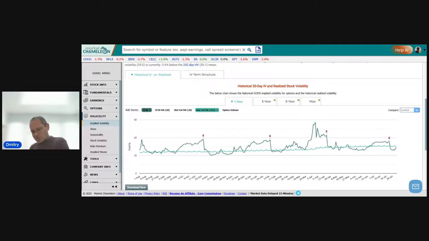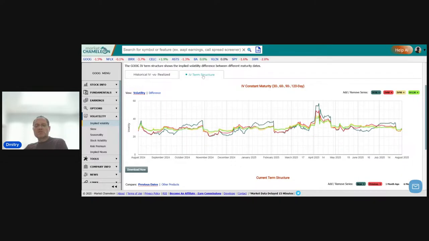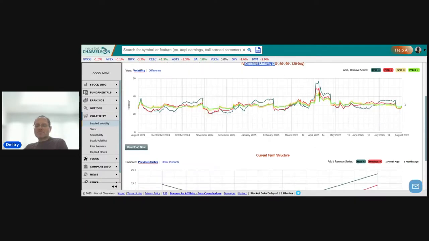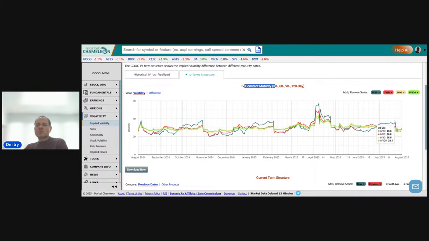Since we're creating a benchmark, we could create other benchmarks. And one way is by term structure. We don't have to stick with 30 days. We could go out further. We could go out shorter. So here's an example of a term structure where if we click on this tab, this shows us a 30-day implied volatility, a 60-day, 90-day, and 120-day. So you see we're changing the constant maturities. And by doing that, we could plot them versus each other or the differences.